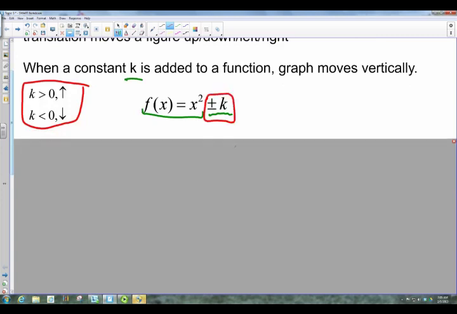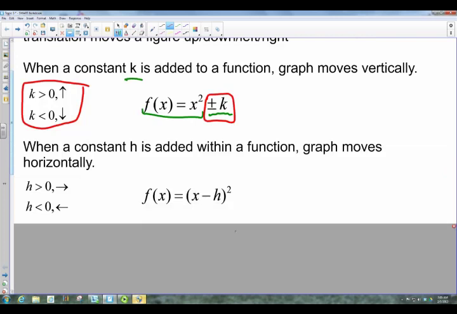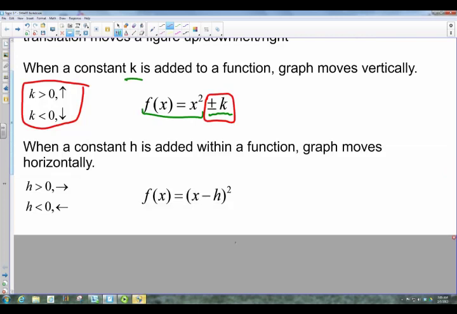Now the second variable that we're going to introduce is the variable h. So when h is added within a function, and that's the key part there, it's going to happen inside the function, the graph moves horizontally, meaning this thing is going to be going left and right. So notice the difference down here in this function. F of x equals x minus h squared. The h is within the function. Okay, so it's got these parentheses around it. It's inside that function. That is how you're going to determine if it's the h or the k. All right, if you look up above a little bit here, k is on the outside. Here, h is on the inside. That's where you're going to tell the difference.